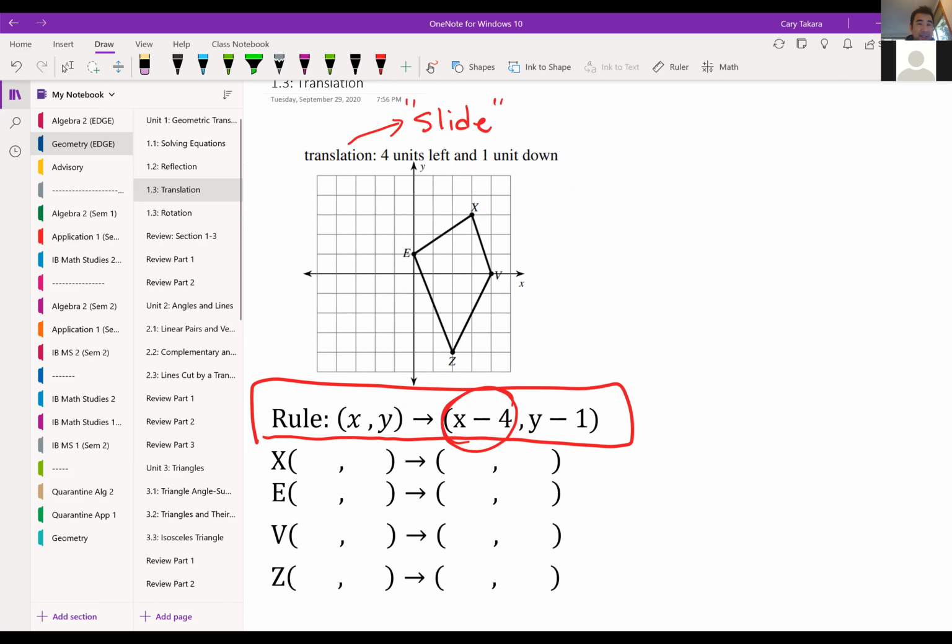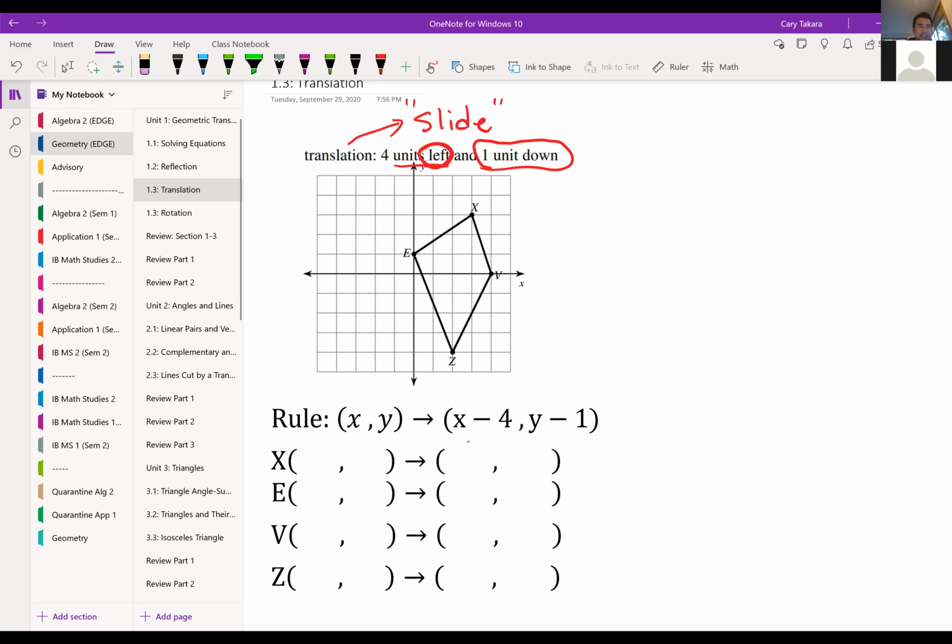It's because you are shifting to the left, right? That's the key term here. Left means that's a negative direction, isn't it? Thank you, Nick. Right. So the rule, if you want to describe the rule, it's going to be x minus 4. And then 1 unit down. That's up and down. And then down means negative y, isn't it? Up and down is the y coordinate. And then 1 down means y minus 1. So that's how you describe the rule, okay?